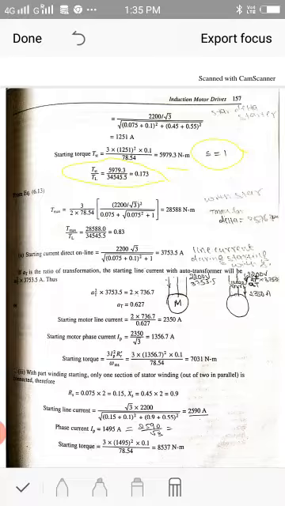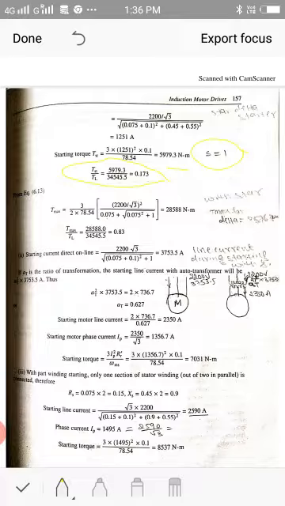Okay, so this transformation, I think you know, current of a transformer can be transferred to both sides, primary as well as secondary sides, by using a transformation ratio. The same thing we are using here. So this current is the starting current with auto transformer. This should be limited to 2 times the full load current. So if this condition is applied, I am going to get a as 0.627.